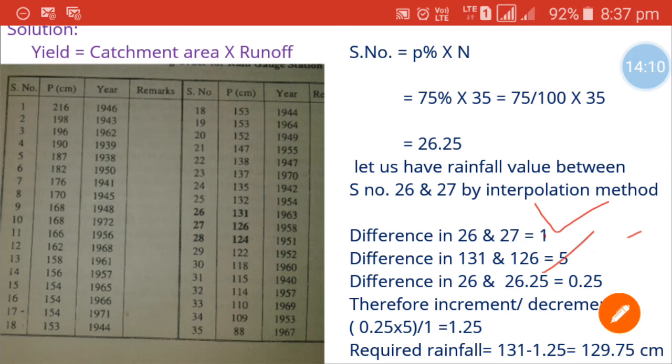So this difference we get here is equal to 0.25. Now we have to find out whether there is an increment or decrement in this value. By the interpolation method, we can use a simple step, that is 0.25 into 5 divided by 1, which is equal to 1.25. So we have to either add this or decrease it, that is, increment or decrement. How to decide it?